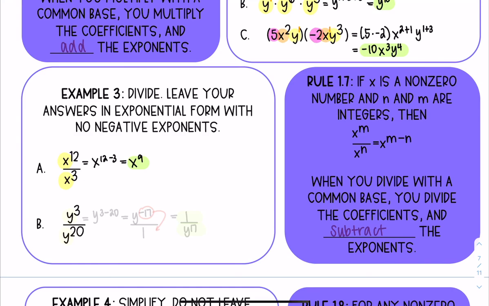And for the second one, we have y cubed over y to the 20th. And we've got that common base of y. And we do y cubed minus 20. But that's y to the negative 17. And we don't like to have negative exponents. And so we're going to use that first rule that we learned. And we're going to flip this to the bottom to make it positive. And so we end up with 1 over y to the positive 17.